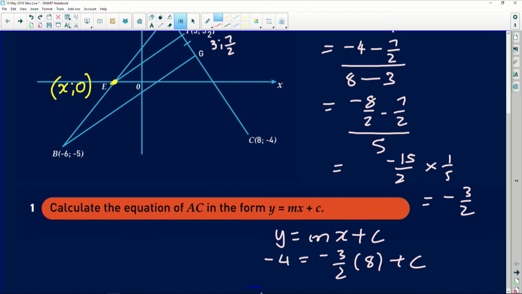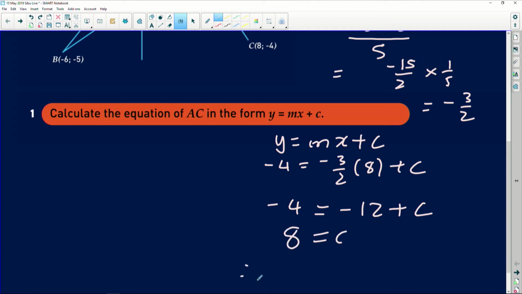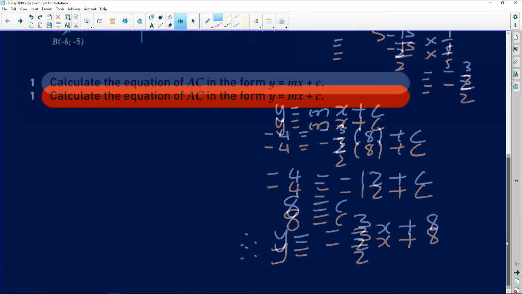When you simplify this further, what will happen? Well, something simple emerges here. You're sitting with negative 4 equals negative 12 plus C. And if you transpose negative 12 to the left-hand side, it's going to be positive. You then have 8 equals C, leaving you with the equation y equals minus 3 over 2 x plus 8. Very nice question indeed.